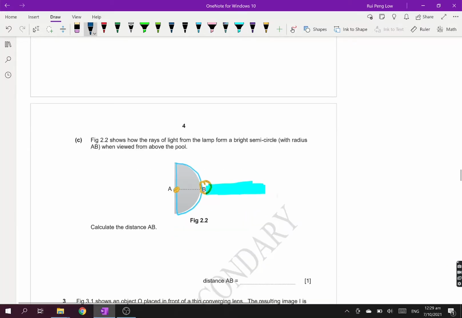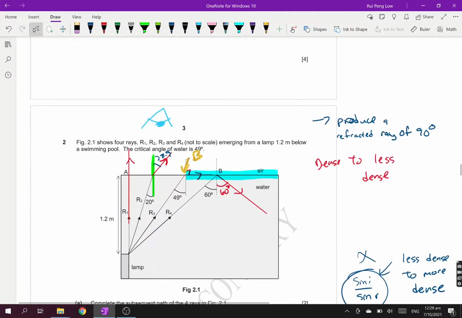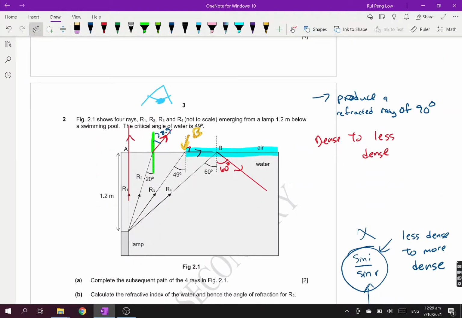Okay, so calculate the distance AB. To calculate the distance AB, we will use some trigonometry. I believe your E-math should be quite proficient. So this angle here will be 49 degrees. Use alternate angles, and therefore we are able to find this length here, this pink length here. It's a bit messy, but okay.